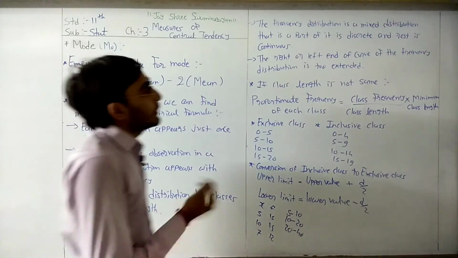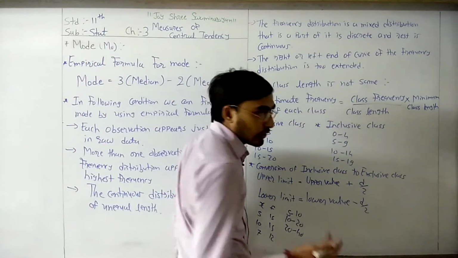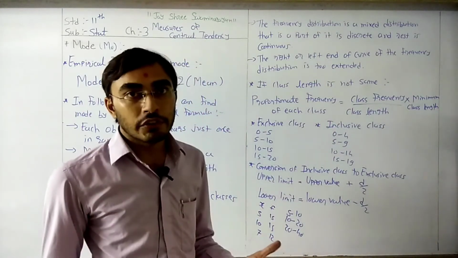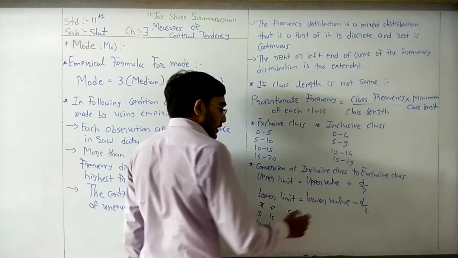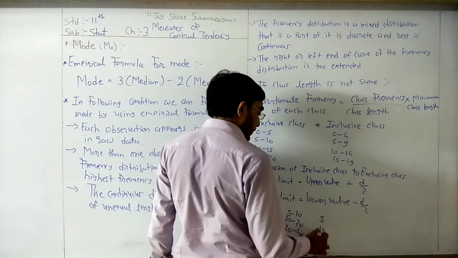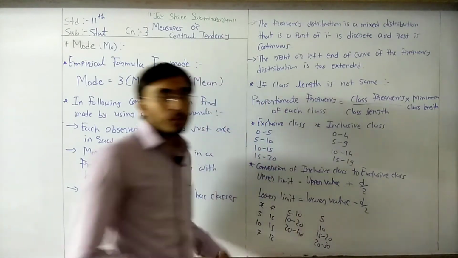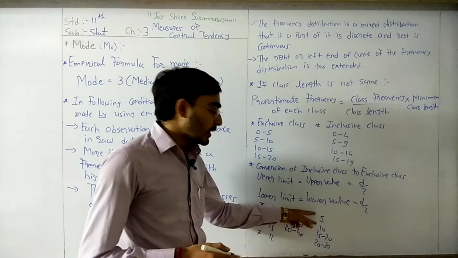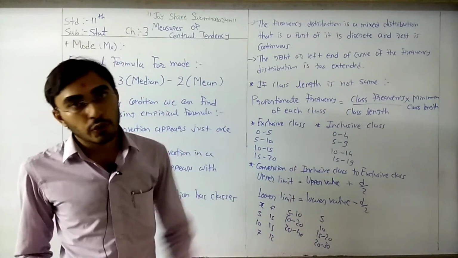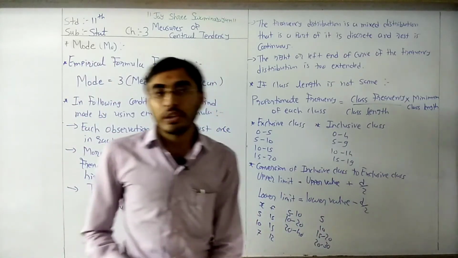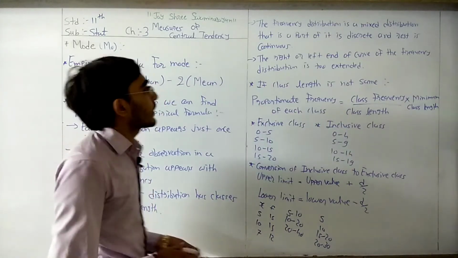Next, the frequency distribution is a mixed frequency distribution. That means some data are in the form of a discrete frequency distribution and some are in the form of a continuous frequency distribution. For example, here 5, 10, then 15 to 20, 20 to 30. This is a mixed frequency distribution: these two numbers are discrete and these two are classes, which is a continuous frequency distribution. So in this condition we cannot find the value of the mode by using that formula.